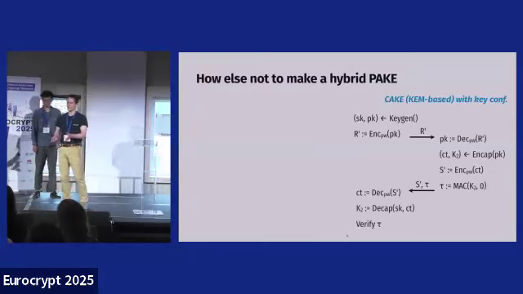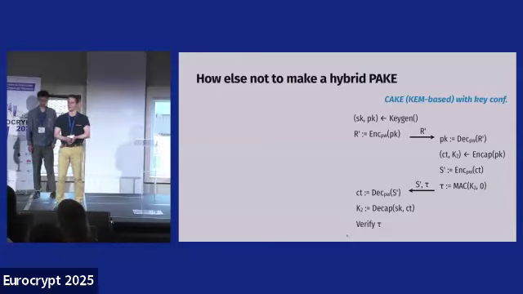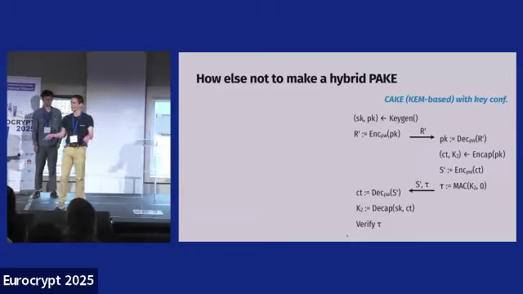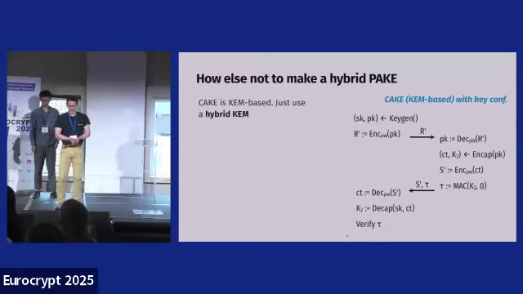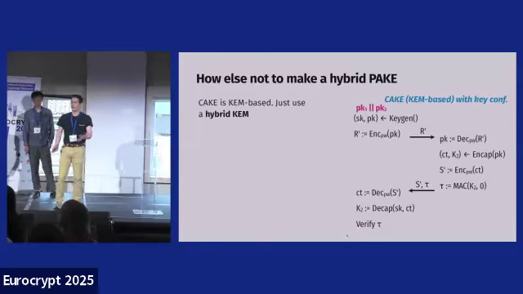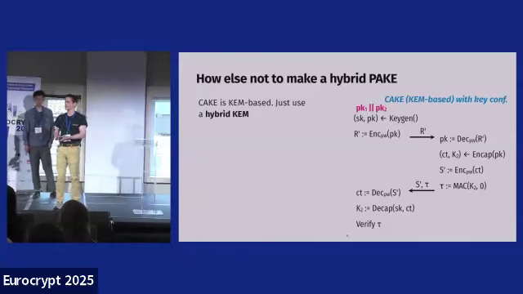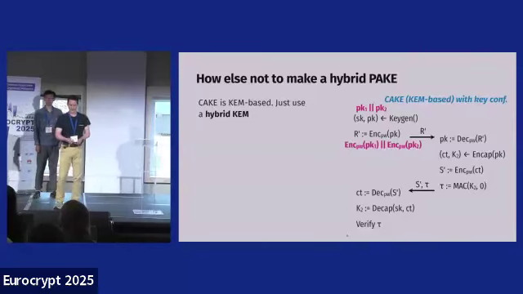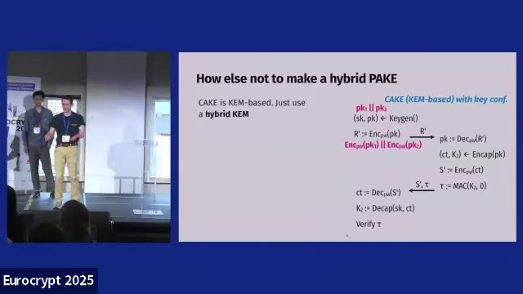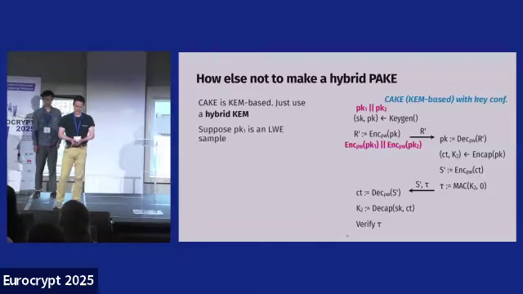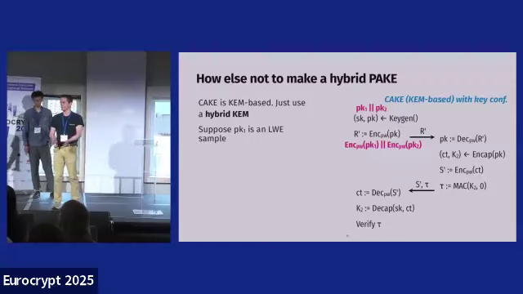We're going to use CAKE, which was on the previous screen, and we'll try again to make a hybrid PAKE. So CAKE is KEM-based, so why not just plug in a hybrid KEM? If you recall, a hybrid KEM has a public key that is the concatenation of the two underlying public keys. And so this encryption of public keys will be the encryption under the password of the two underlying public keys. We already have a problem here, because suppose the first public key is an LWE sample, right?